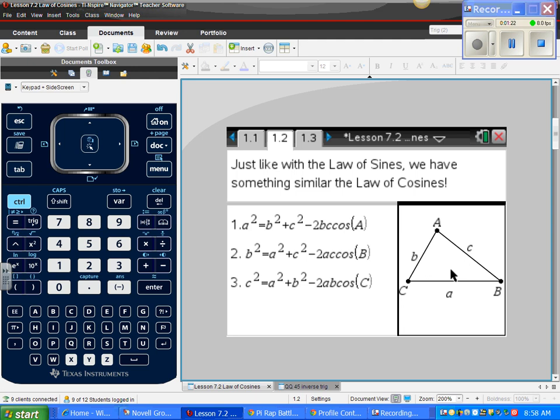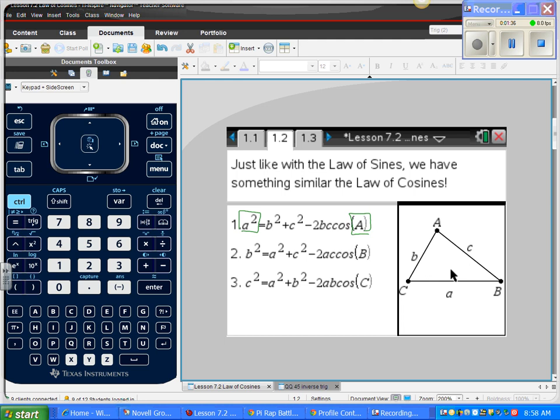All right, so the important thing that you do need to notice is this. This is side A. What do you notice on the other end of the equation? Angle A. Does that happen with every single one of them? Yeah. Okay, so that's the key here. You're going to be setting law of cosines equal to a side if you have the opposite angle, or vice versa. If you have the opposite angle, you're going to set it equal to the missing side. So you have to keep that in mind when we're setting this up.